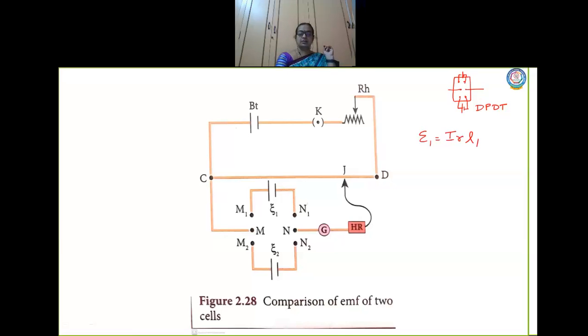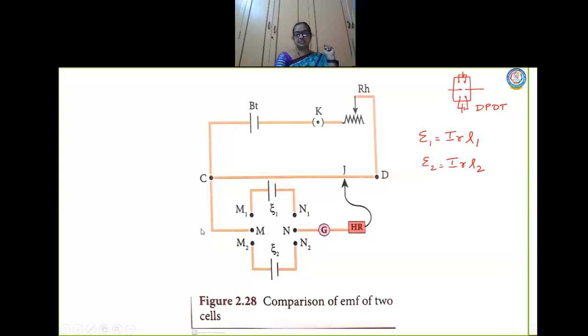Now after finding out the balancing length for a particular value of current, you turn the switch to this second cell. Now this cell will be included in the circuit. Once again repeat the experiment by moving the jockey over the wire to a particular point. Again the galvanometer will show zero deflection. So the potential drop is given as ψ2 equal to I into R into L2. Because it is the same wire, I remains the same, R remains the same. Balancing length alone will be varying because there are two different cells. So balancing length will be different.